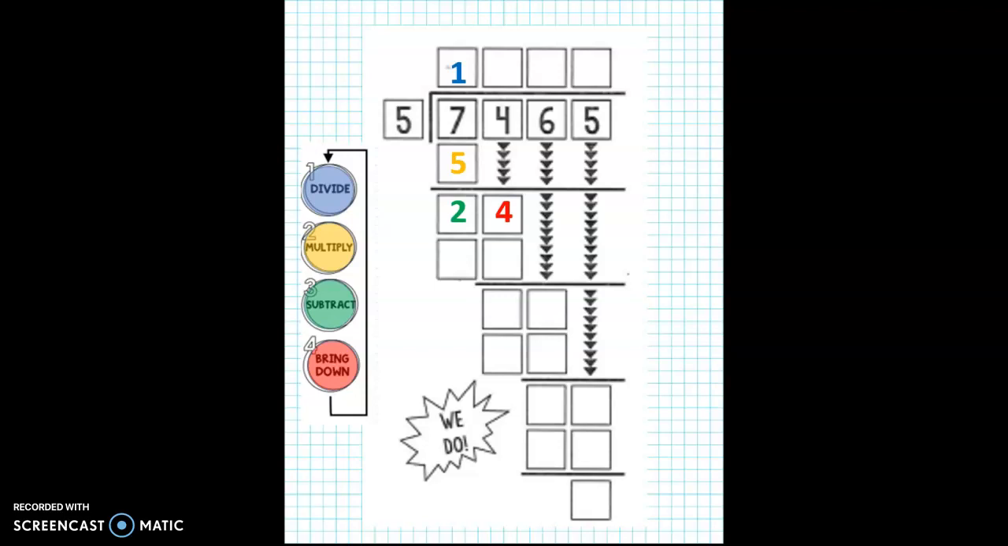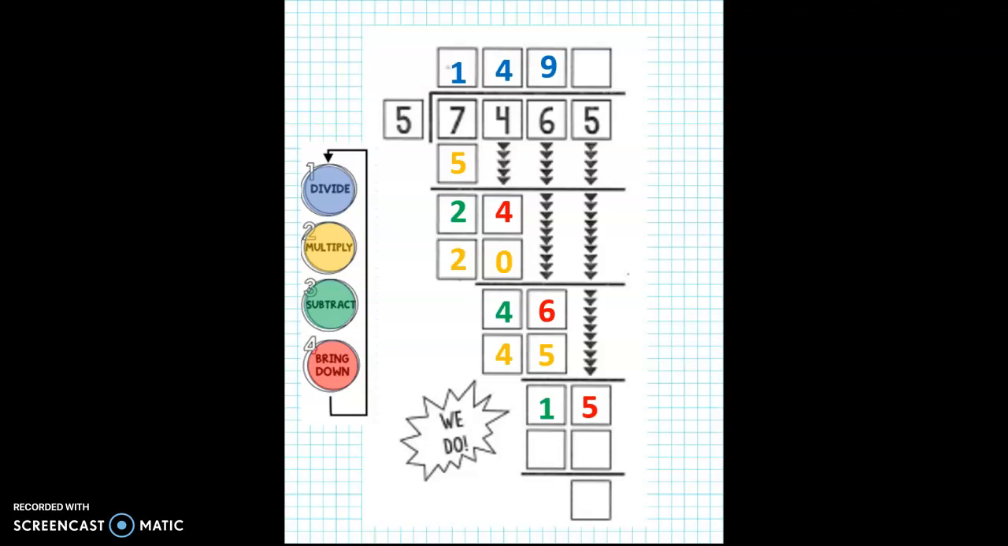Divide 5 into 24 4 times. 5 times 4 is 20. Subtract, we get our 4. Bring down the next digit. Repeat. Divide 5 into 46. It will go in 9 times. 5 times 9 is 45. Subtract, get our 1. Bring down the 5.